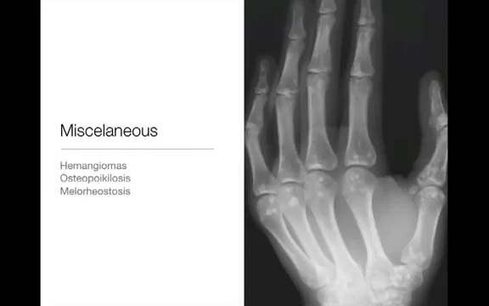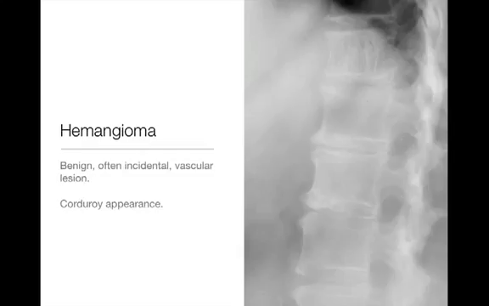All right, so the miscellaneous conditions: hemangiomas, osteopoikilosis, and melorheostosis. Hemangiomas, you see these in the spine all the time. They have this typical corduroy appearance, as you see right here in this vertebral body. They're benign, they're incidental findings, these don't mean anything. But you can have conditions where you have multiple hemangiomas throughout the bones. It's uncommon, but possible. There's no malignant potential to any of these.